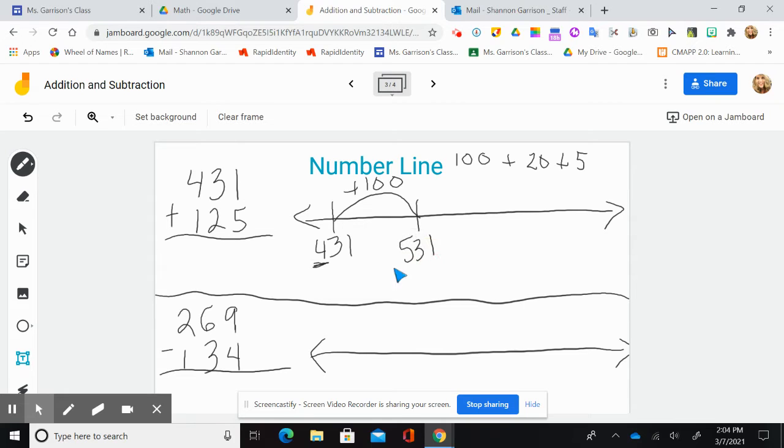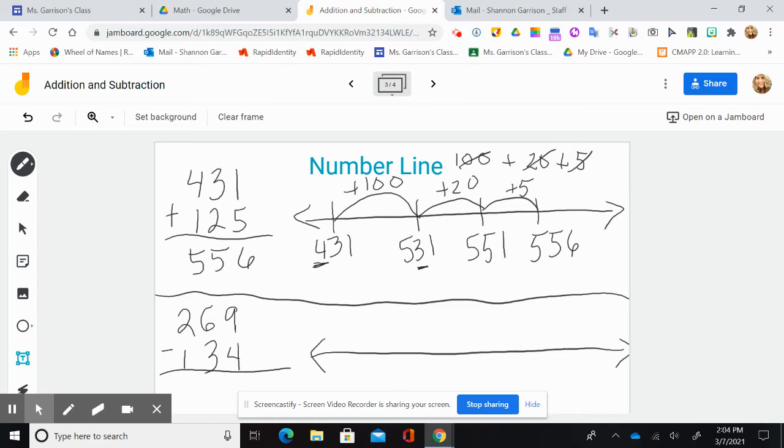So that would be 531. And then I'm going to add 20. I like to cross them off, so I remember to do them. I'm going to add 20 more. So now I'm going to do the tens. So I'm going to add basically a 2 to the tens, or 20. So now I have 551. And then I'm just going to add 5 more. And I've done all of my numbers at the top. So the answer would be 556.